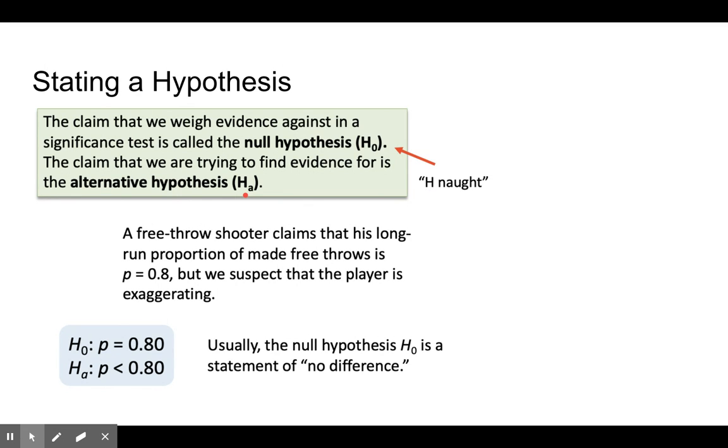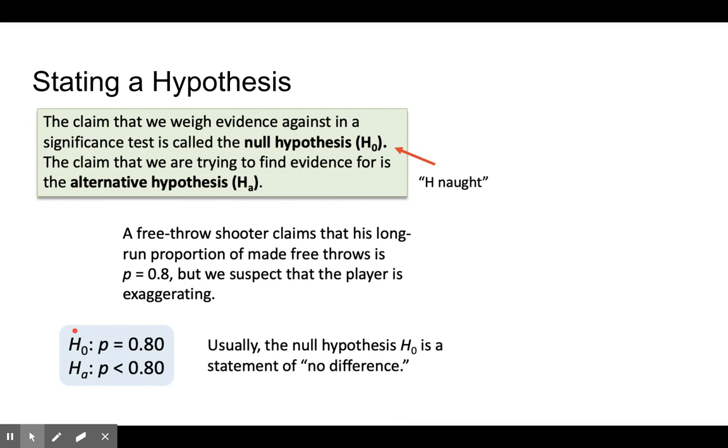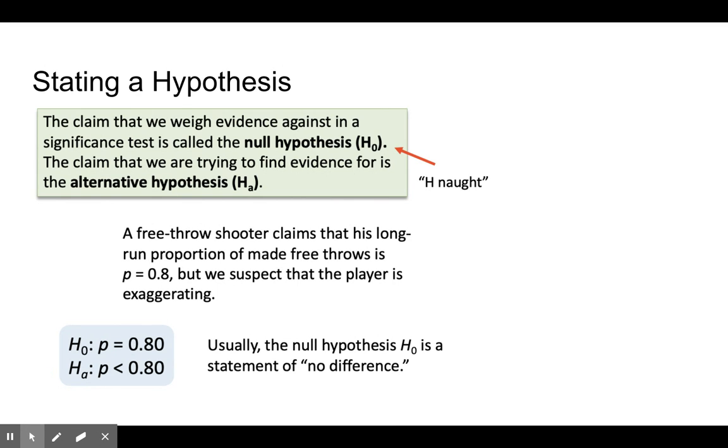So, for example, a free throw shooter claims that his long run proportion of made free throws is p equals 0.8, but we suspect that the player is exaggerating. So we'd write the hypotheses like this. The null hypothesis, or H naught, would be p equals 0.8. That's the player's claim, versus our hunch that it's less. The alternative would be p is less than 0.8.